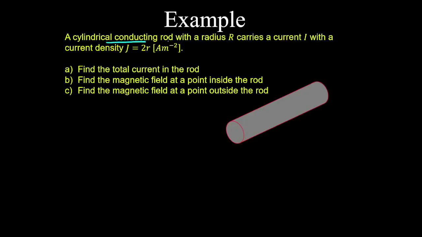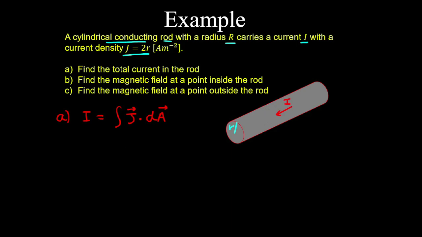A cylindrical conducting rod with a radius r carries a current I with a current density J is equal to 2r. So the current density varies linearly with the radius of the rod. And in part A, we'll find the total current in the rod. So remember that the current is the integral of the dot product between the current density and a differential area that it's going through.